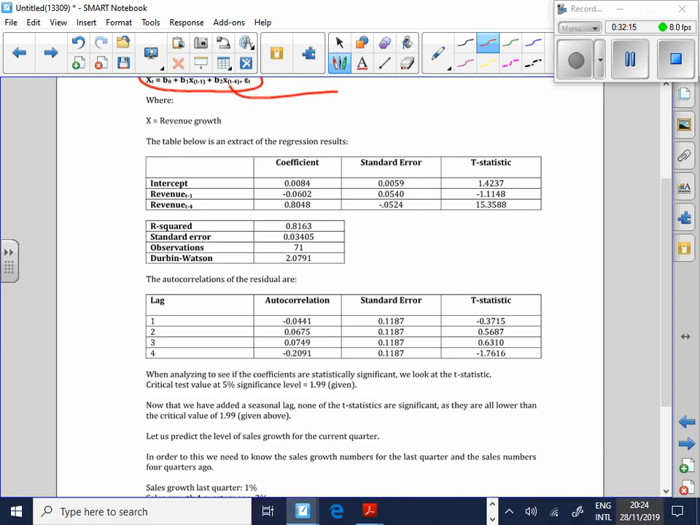Okay. And now my critical value is 1.99. Let's go for absolutes. And what do we say? No issues over here because they're all less than 1.99. So there's no serial correlation. I've removed the issue of seasonality. And now I can go and do my predictions. You happy with that? Does that make sense?